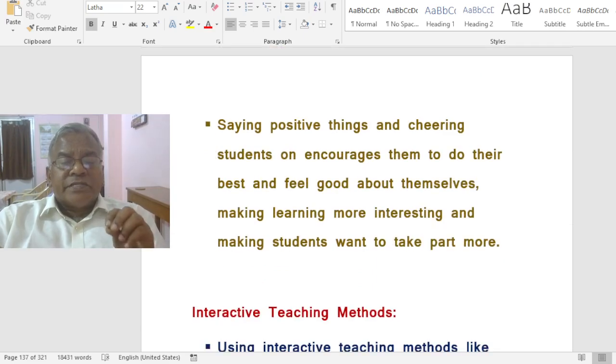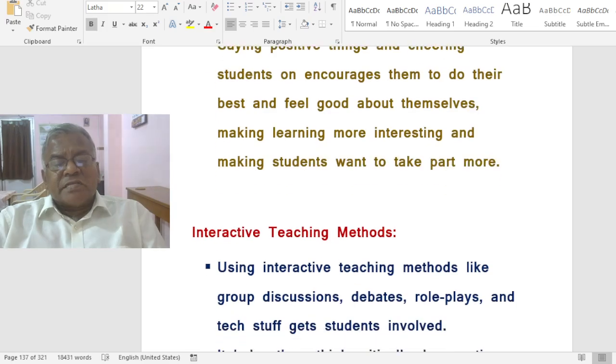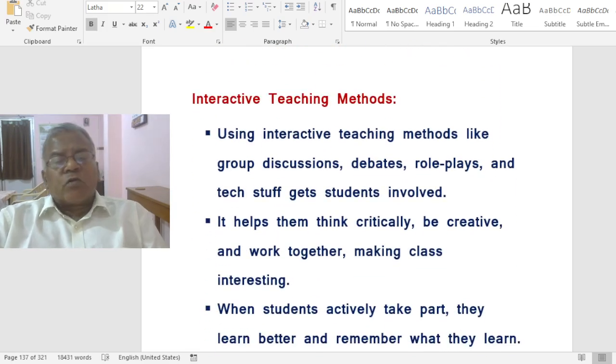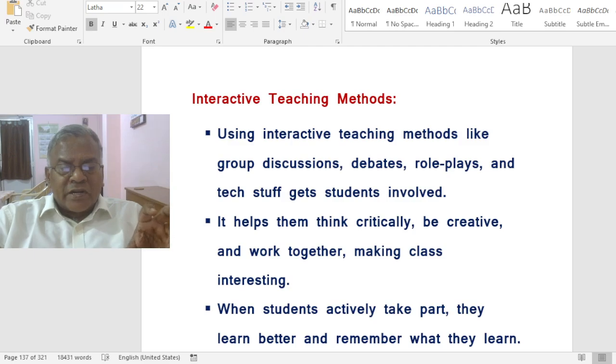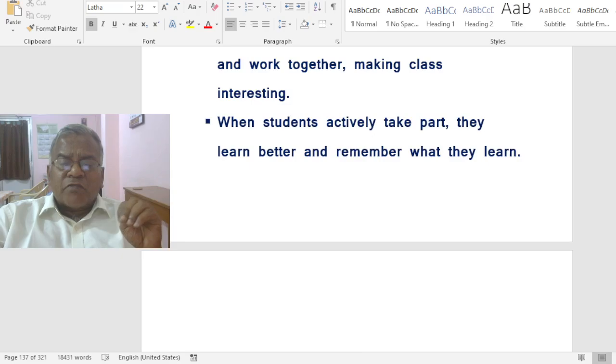So feedback and encouragement is very important. Saying positive things and cheering students on encourages them to do their best and feel good about themselves, making learning more interesting and making students want to take part more. So, encouraging students in a positive way. Then interactive teaching methods. Using interactive teaching methods like group discussions, debates, role plays, and technological, online stuff gets students involved. It helps them think critically, be creative, and work together, making class interesting. When students actively take part, they learn better and remember what they learn.